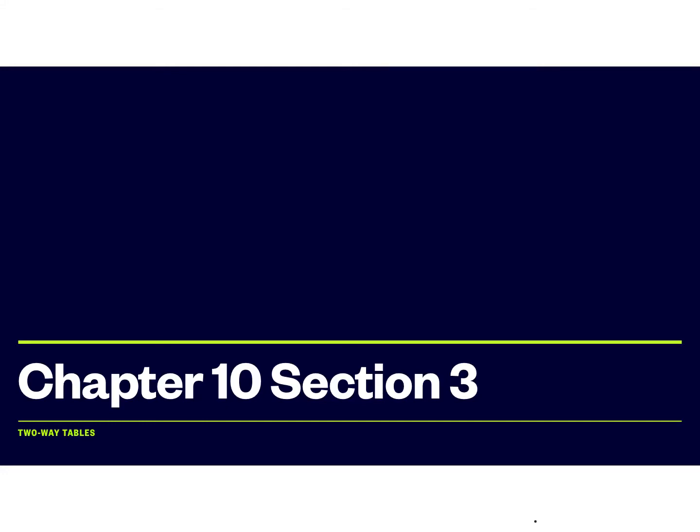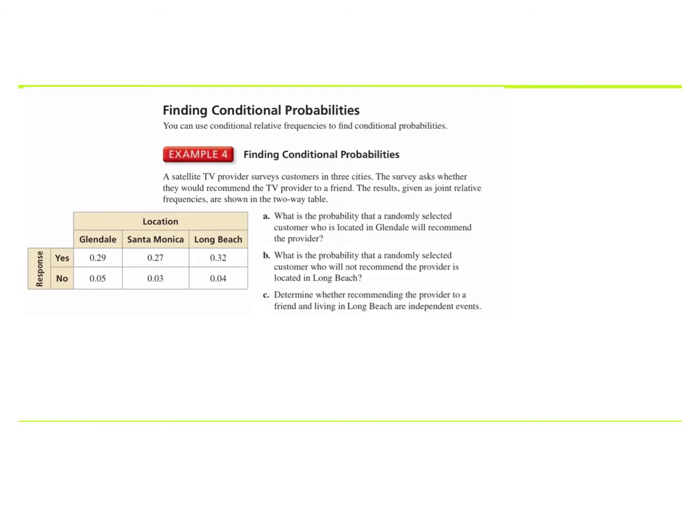All right, chapter 10, section 3, we're continuing with probability. We're just going to look at a more specific type of probability in this section, which are two-way tables. If you've ever taken the SAT, you've probably seen a two-way table before. It's super common on SATs and ACTs. So we're just going to jump right into our first example.